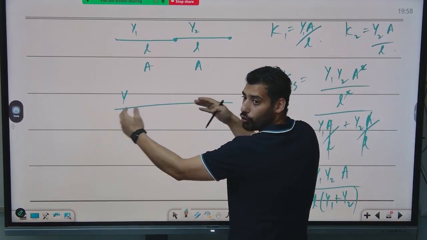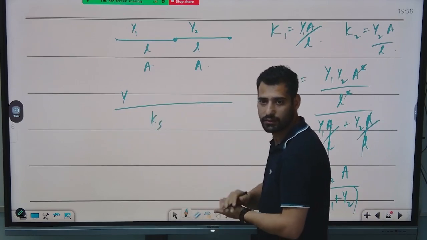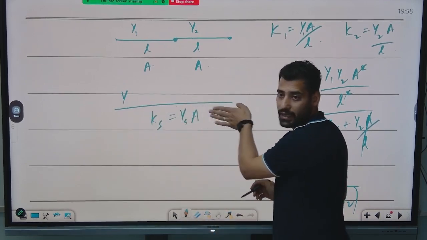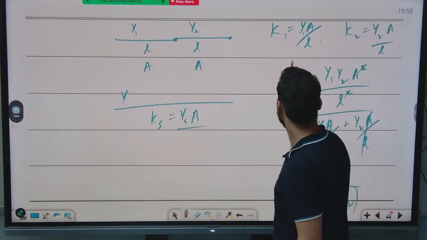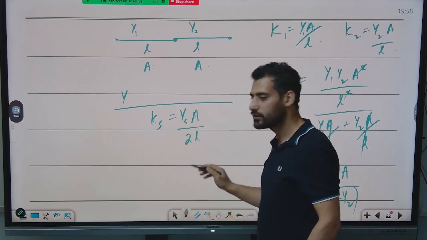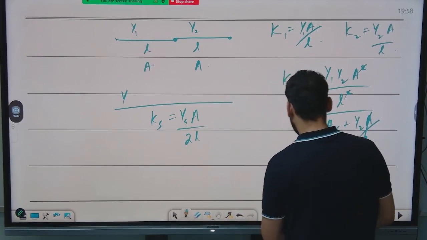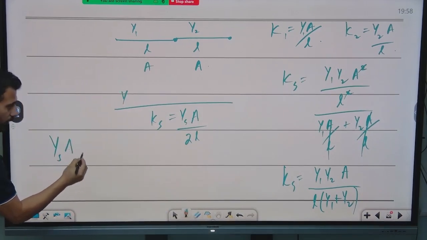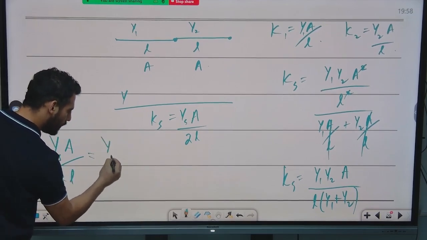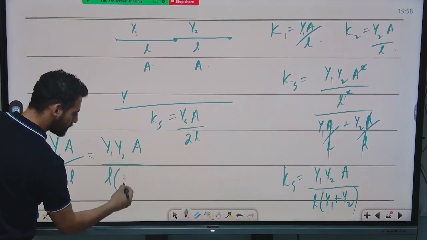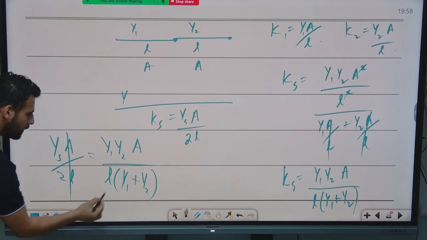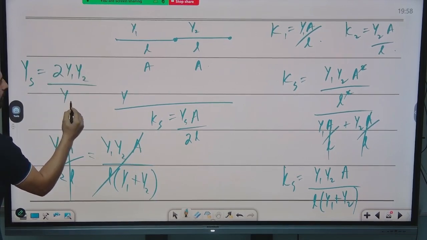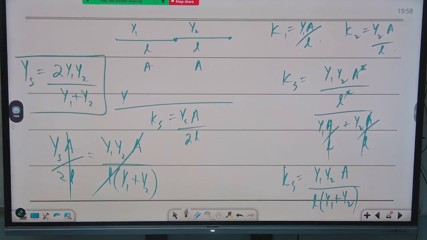But then when you make an equivalent rod, it also has some k in series, and that will be equal to Y in series, A of the combination, that will still be A since area didn't change, divided by what? L, but the length is? 2L. Exactly, it's 2L. Is it fine? Then can I say this and this should be same? Yes. Ys A by 2L should be equal to Y1 Y2 A by L times Y1 plus Y2. A by L cancels out. 2 goes there. Y in series is equal to twice Y1 Y2 divided by Y1 plus Y2. This is your Young's modulus in series for two rods.